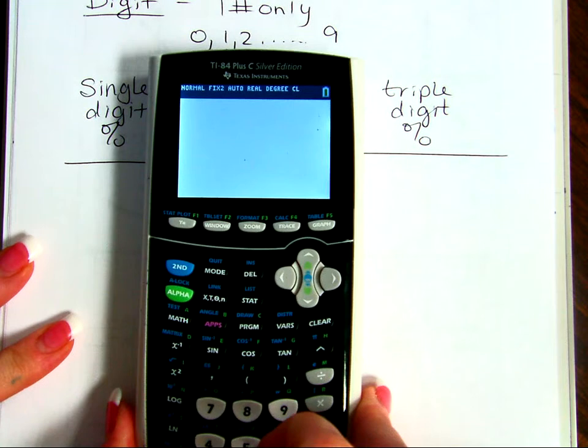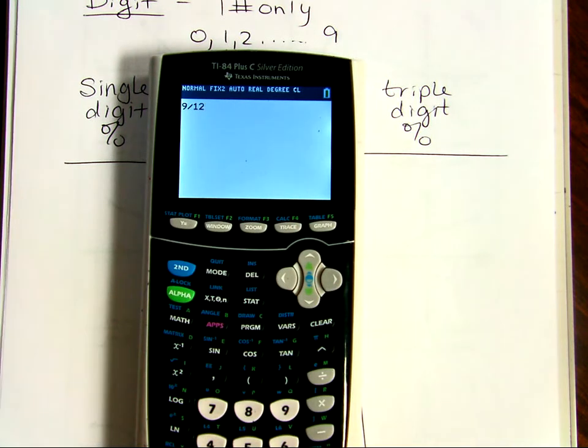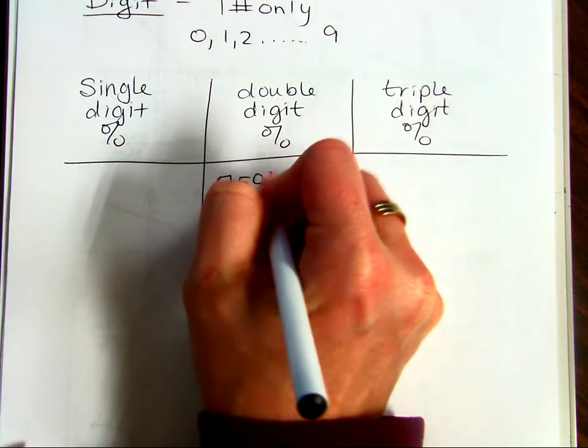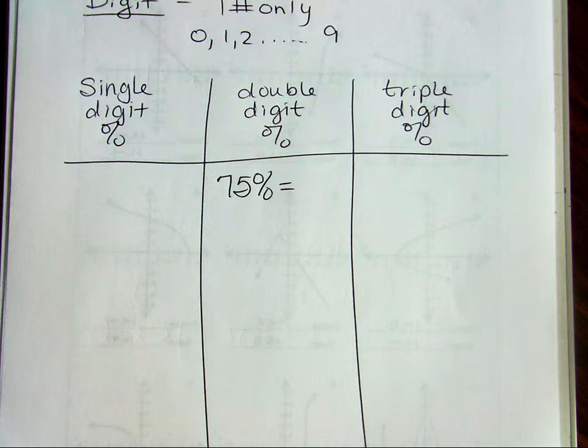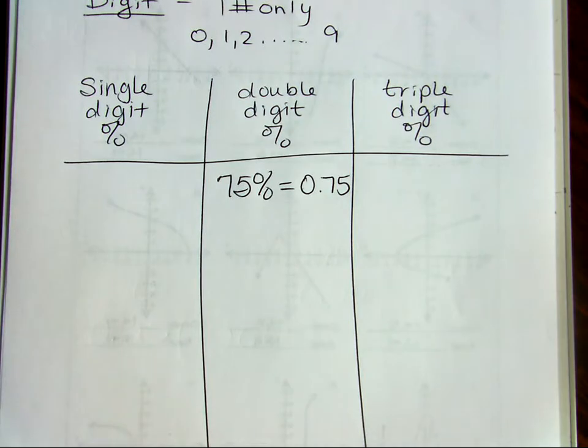If you got 9 out of 12, you divide 9 divided by 12, and look what pops up on your calculator. What percent did you get? If you got 9, you got a 75%, right? Okay, so that's a double digit, right? So let's say that 75% is what I wrote on your paper, because this is what popped up on my calculator. So you agree with that, right? So double digit percents we're pretty used to.